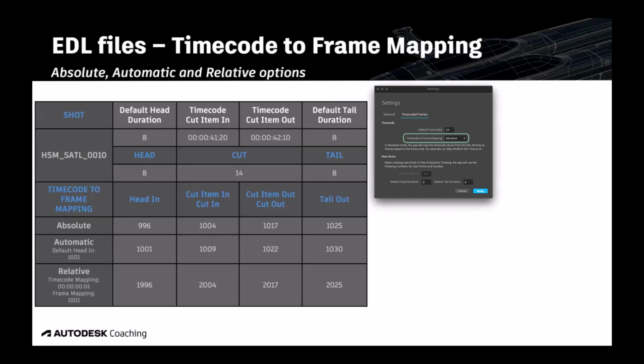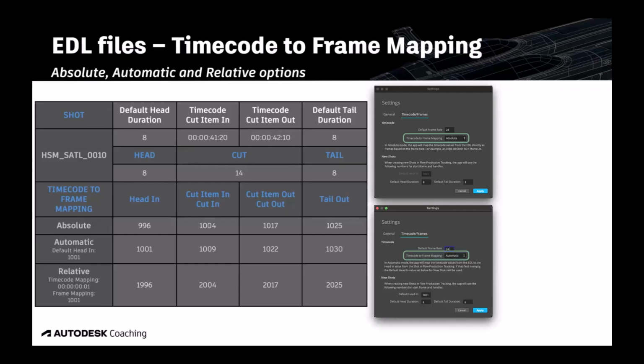Absolute: the app maps the timecode values from the EDL as frames based on the frame rate. For example, at 24 frames per second, 1 second will equal frame 24. For our shot, the timecode cut item in, corresponding to 41 seconds, 20 frames, is frame 1004, and the timecode cut item out, 42 seconds, 10 frames, equals frame 1017.